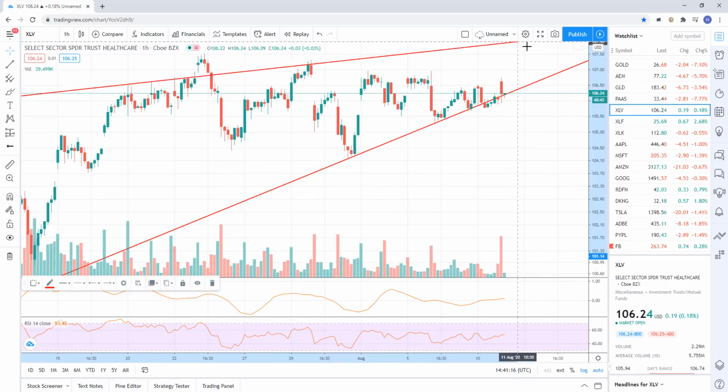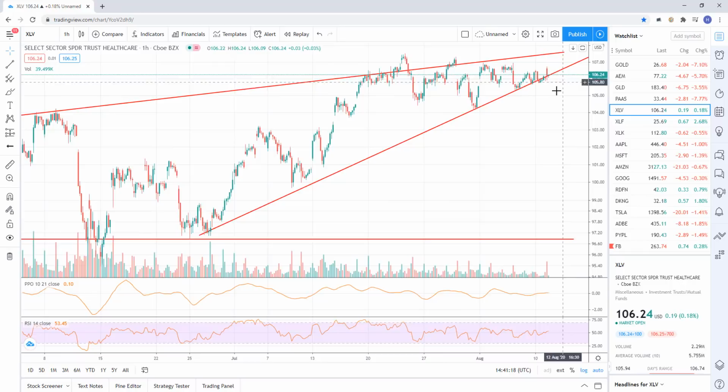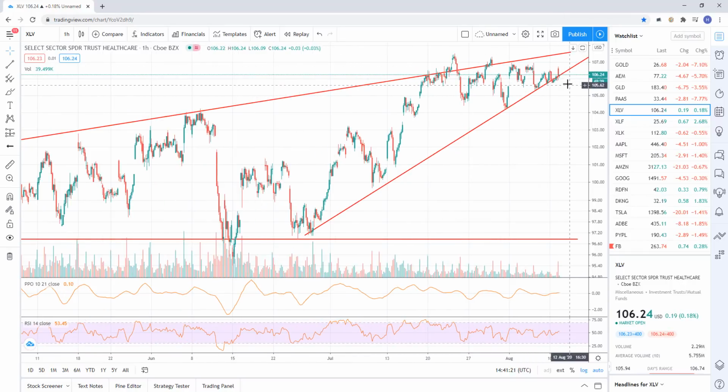The wedge is getting closer and closer. So to me, I think we'll probably gap down. That's the move that it looks like XLV is going to do. I might even take a position, kind of a starter short in anticipation of a gap down.